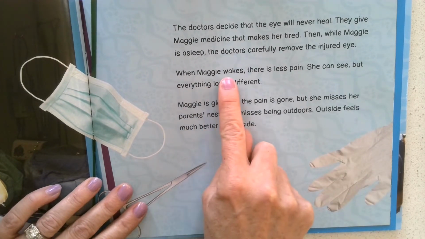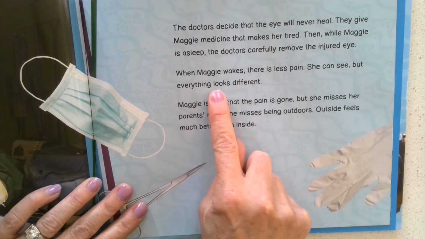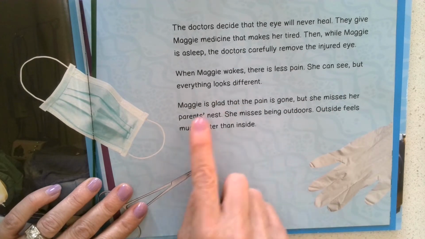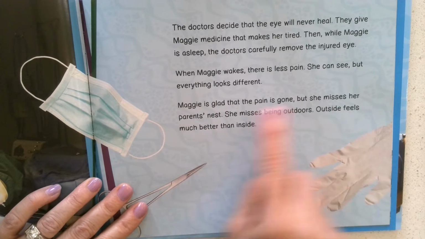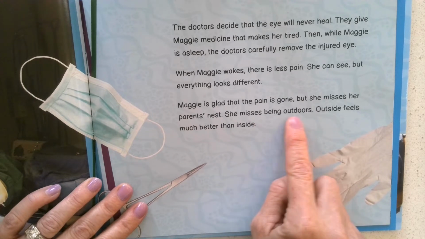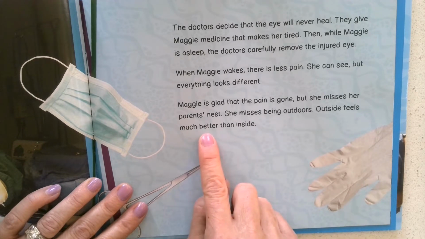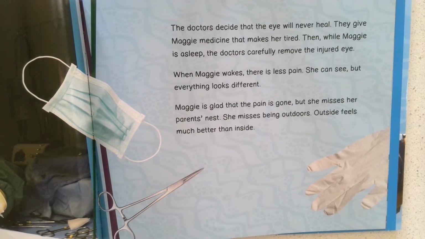When Maggie wakes, there is less pain. She can see, but everything looks different. Maggie is glad that the pain is gone, but she misses her parents' nest. She misses being outdoors. Outside feels much better than inside. So although her eye is healing and the pain is gone, she still misses her parents, and she misses being outdoors.